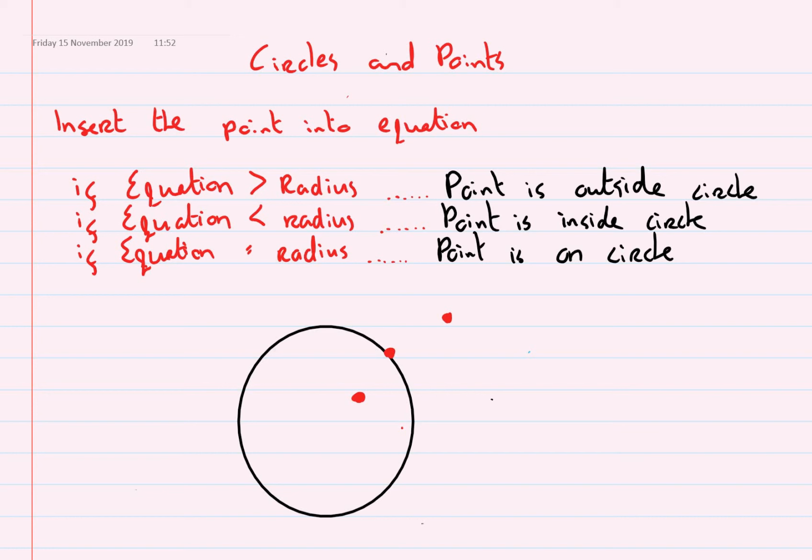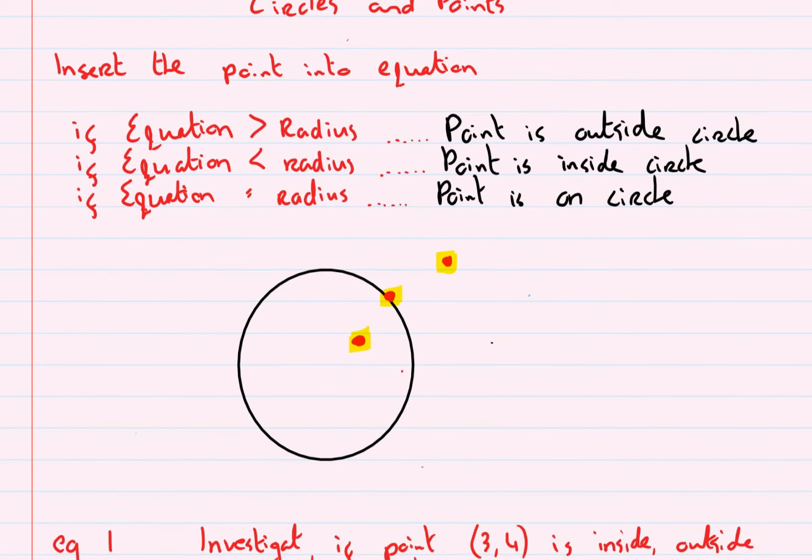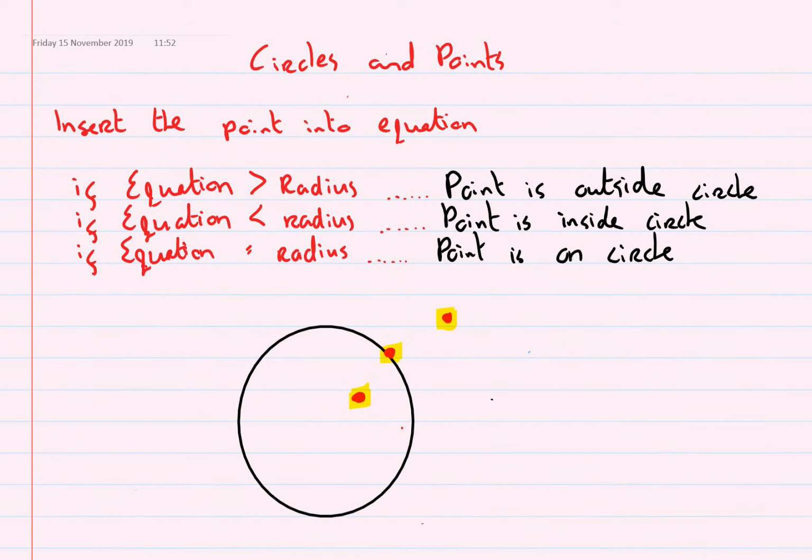In this video we're going to look at circles and points, and primarily we're going to look at if a point is inside, outside or on a circle. If we look at this diagram down here, we can see that this point here lies inside a circle, this point here lies outside a circle, and this point here lies on a circle. Okay. So what do we do to find that out?